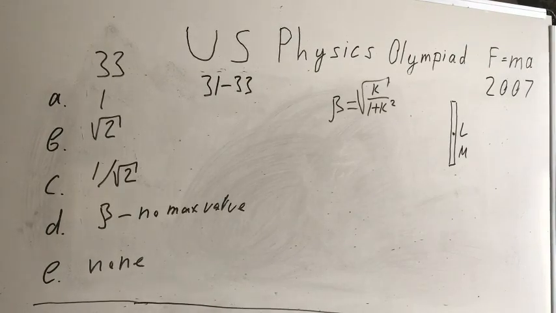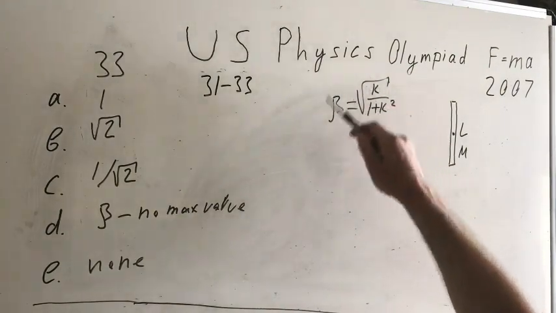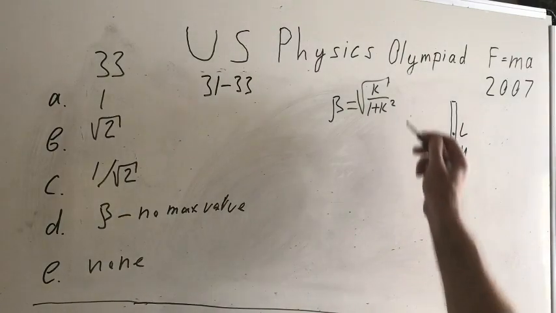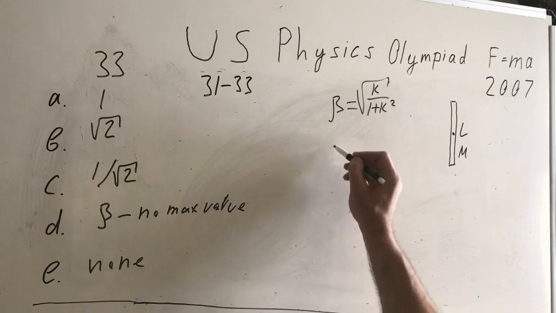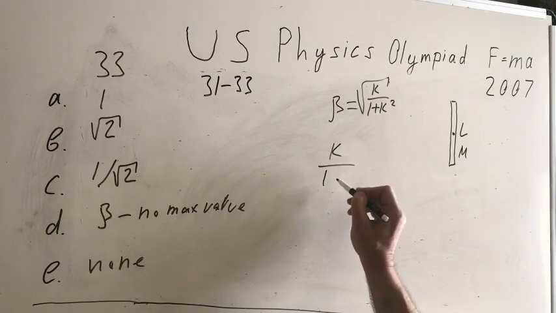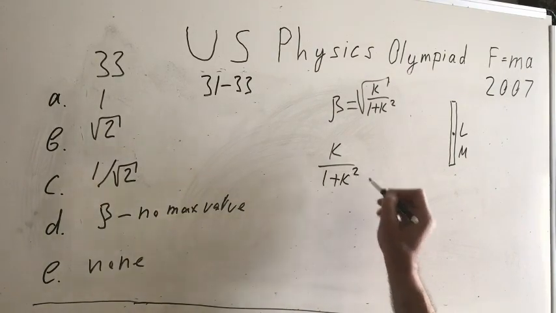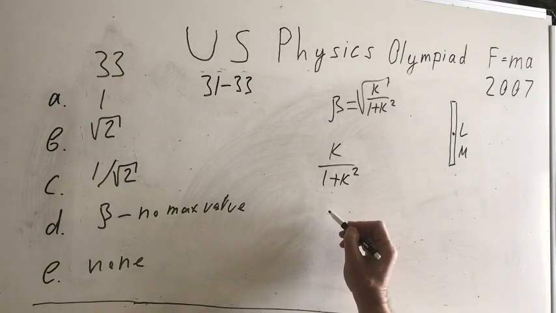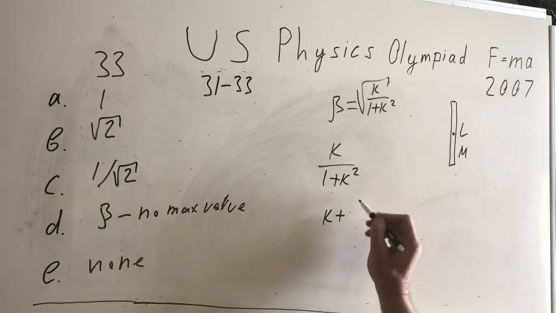Problem number 33. In the previous problem we found what is the coefficient beta. In this problem we need to find what is the maximum for this coefficient. So to find the maximum for this function we need to find the maximum for the function k over 1 plus k square, or to solve this problem faster, we can flip this function and find the minimum for this function.